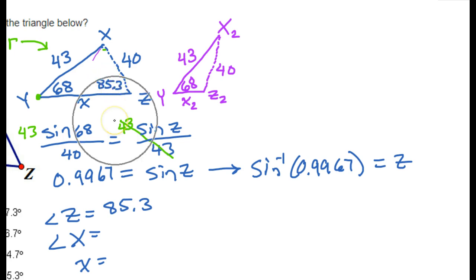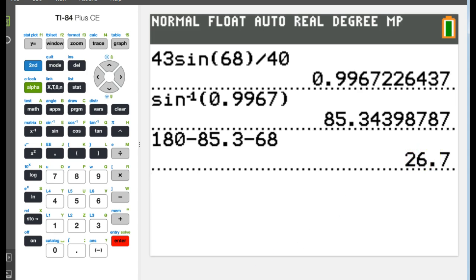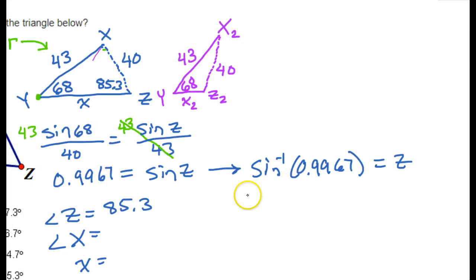85.3. So now I can easily find angle X. These three angles have to add up to 180, so I can just subtract from 180. 180 minus 85.3 minus that 68 that we had from the beginning leaves 26.7. So angle X is 26.7.